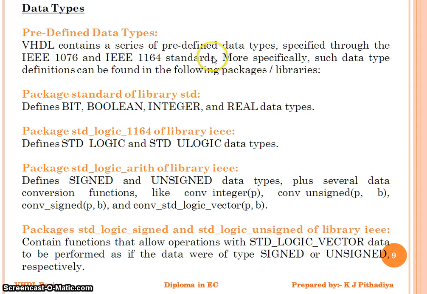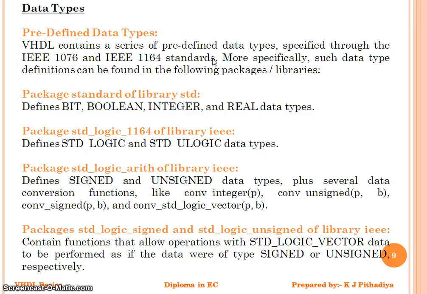Now the data types, a very important thing. Whenever you are doing any type of programming with VHDL, you have to take data types into consideration. Otherwise, it would create many types of problems. First we will go for the predefined data types. That means they are already defined; we are not defining them.